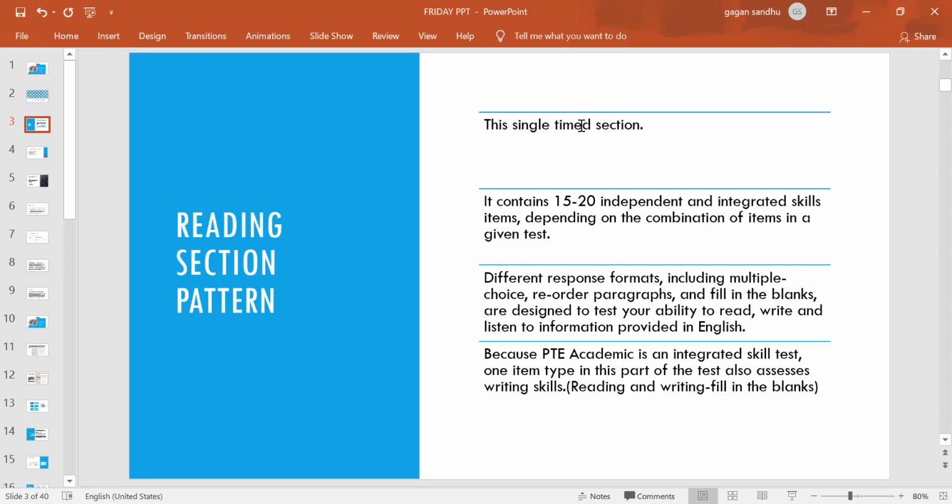Now it's your responsibility how well you are managing your time with all those 18 questions. Suppose at question 15 your time is over, the screen will automatically move to the third section, which will be the listening. So you have to take care of the time, and I will tell you with the slide how much time you may spend on each item type, each question in the item type, so that you are not running out of time.